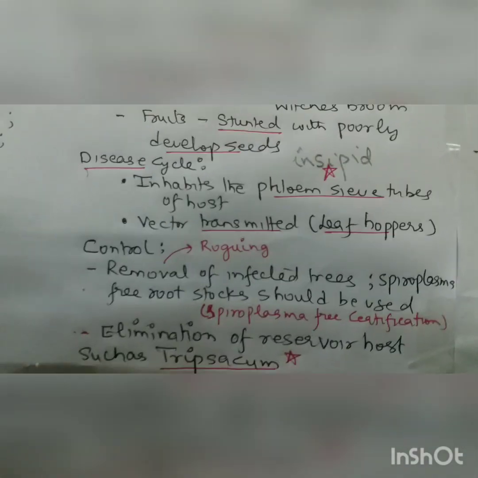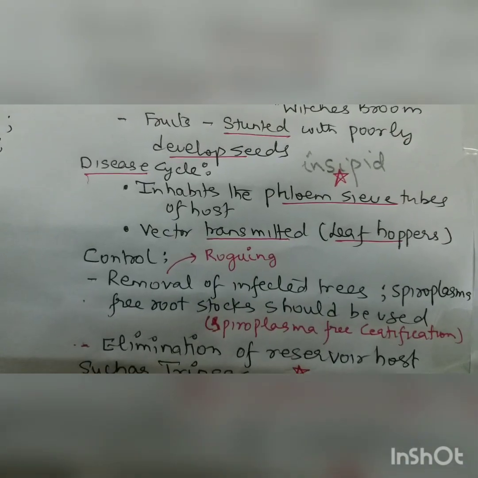So then we come to the control. Control is that prevention is better than cure. First is rogueing, that is the removal of the infected trees.